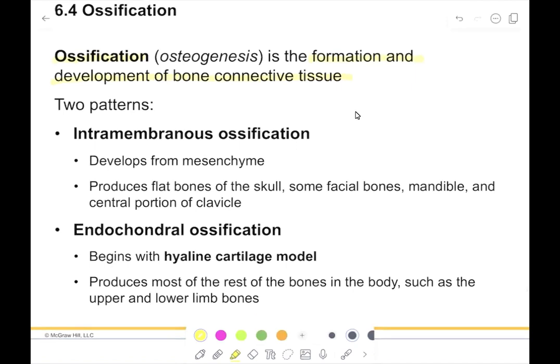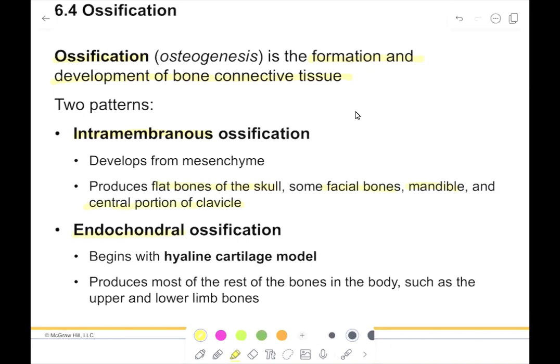There's one type called intramembranous ossification, which is responsible for producing flat bones of the skull, some facial bones, for example, the zygomatic bone, the vomer, the maxilla, mandible, and the central portion of the clavicle. Pretty much all of the other bones would be endochondral ossification.